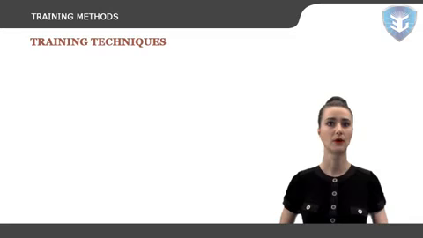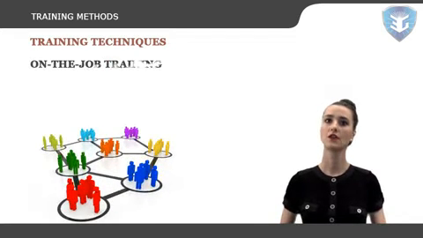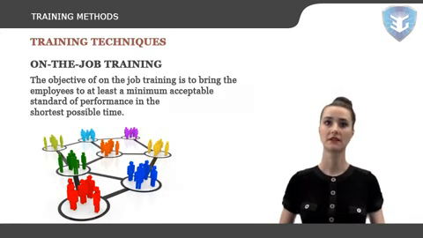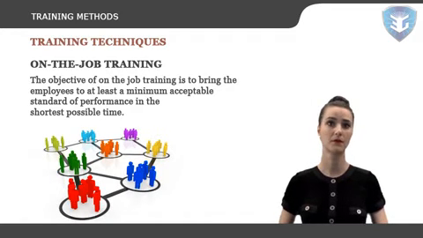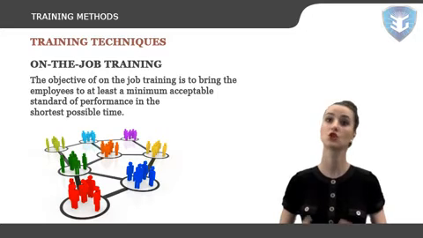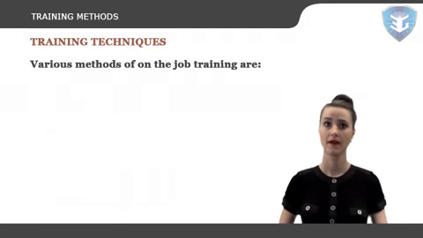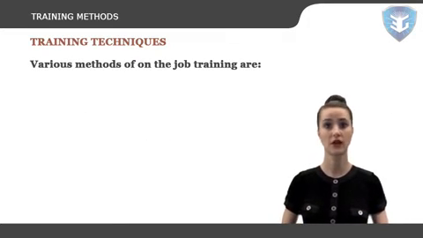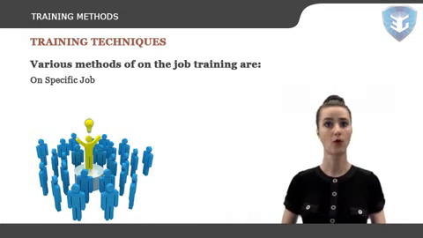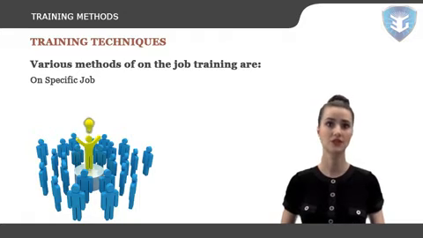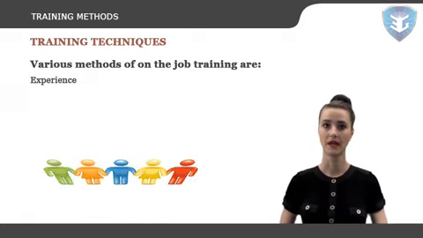Now let us talk about the training techniques. On-the-job training. The objective of on-the-job training is to bring the employees to at least a minimum acceptable standard of performance in the shortest possible time. Various methods of on-the-job training are: On specific job. The most common or formal on-the-job training programme is training for a specific job.